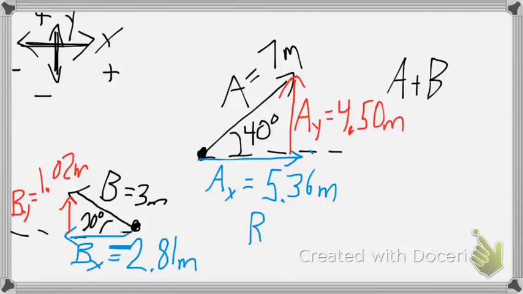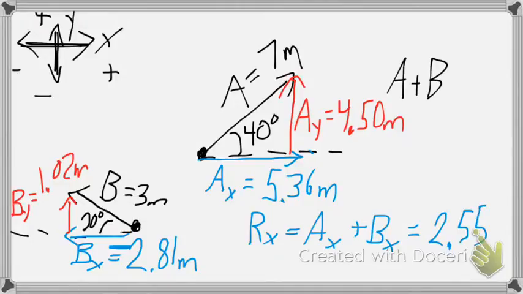So for my resultant vector, the x component will just be AX plus BX. So 5.36 plus negative 2.81 comes out to be positive 2.55. So that means my resultant vector would have an x component of 2.55 meters to the right, because that's the positive direction. I'll do the same thing in the y direction.